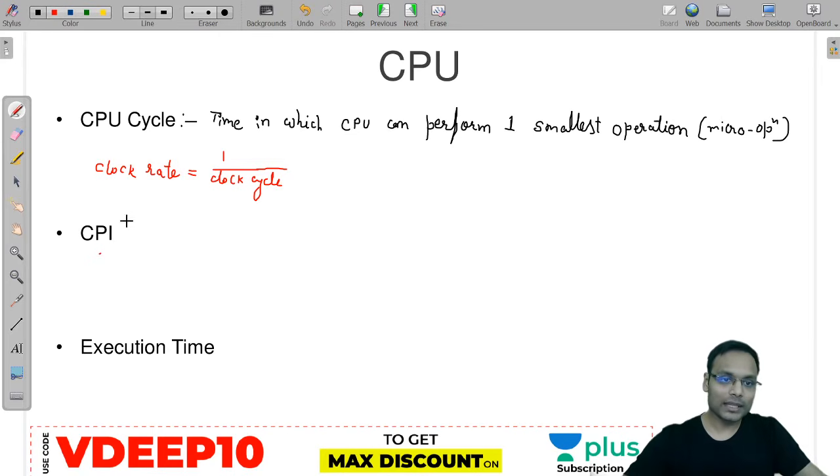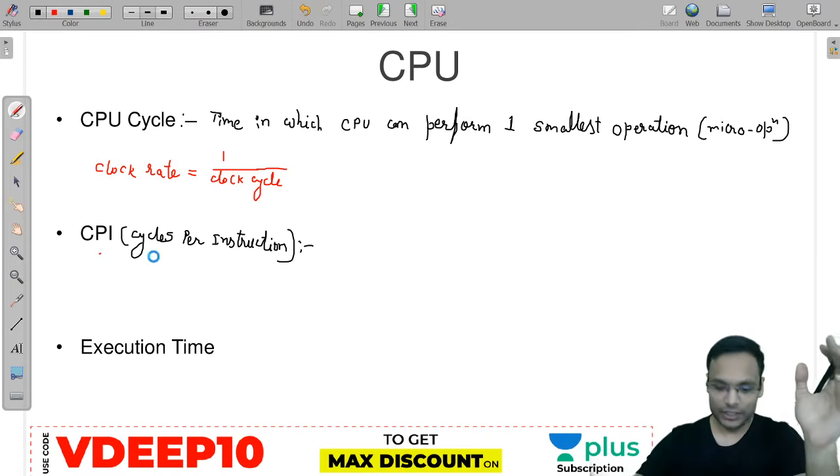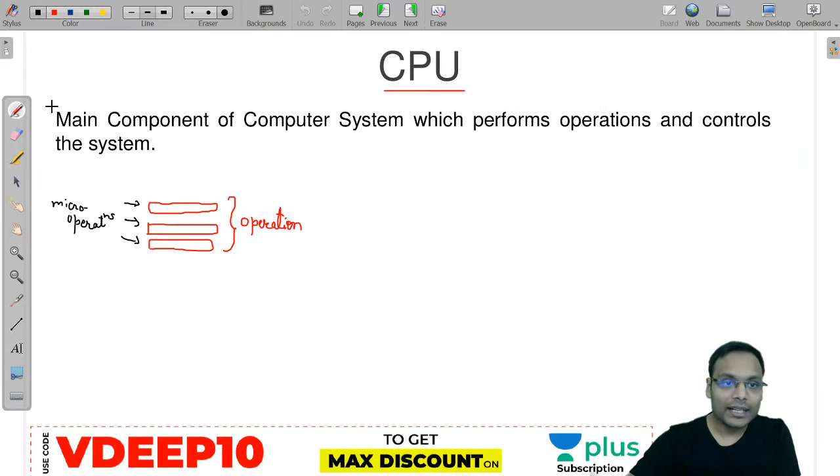CPI, do you know the full form of CPI? In the starting of the lecture only I have told you, cycles per instruction. Now what is this? CPI, you won't require a definition. The word itself is a definition. As I already told you, an operation is performed in small operations. One particular micro operation is performed in one cycle, which is one cycle's time. So suppose one cycle is 5 nanosecond, 5 nanosecond, 5 nanosecond. How many cycles can you see here for one operation? 3 cycles. So 3 cycles for one operation.